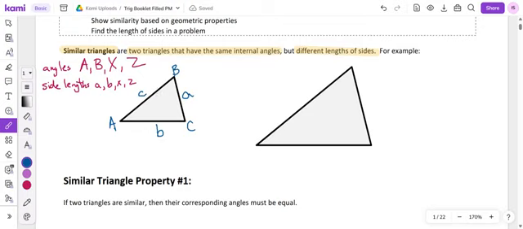So what's the rule? Audrey wants to ask. What is it? What's the rule? How do I know how to name the sides?